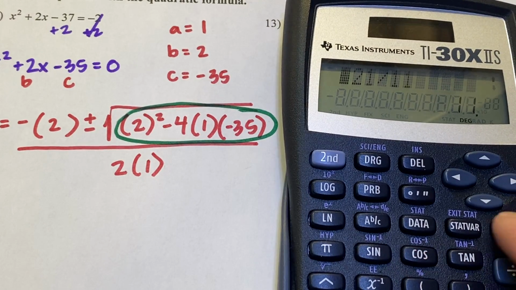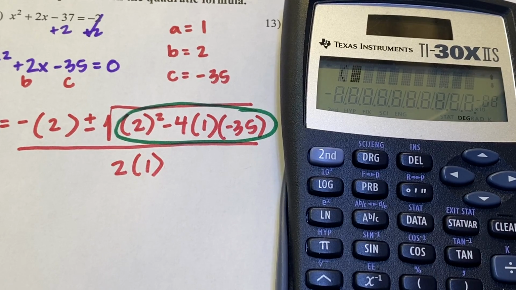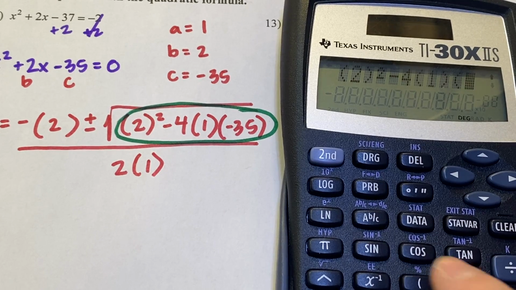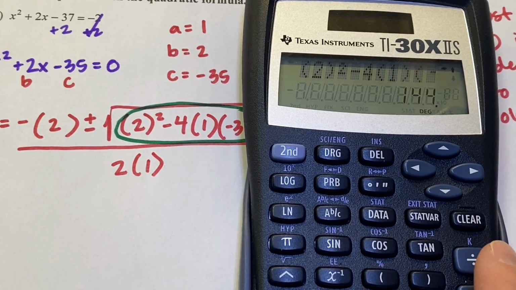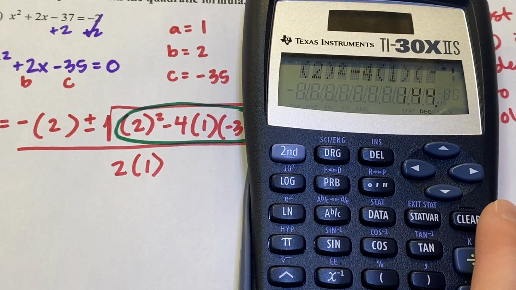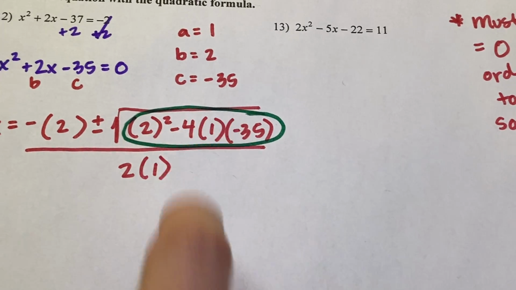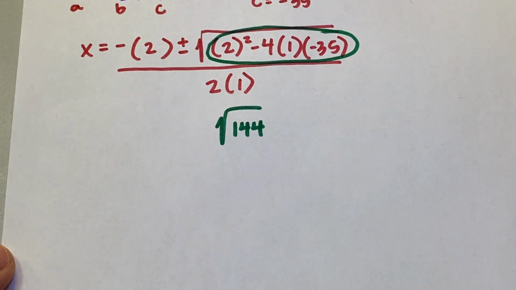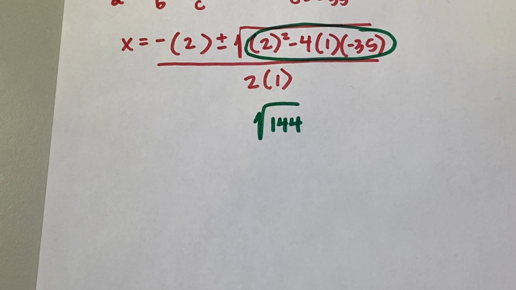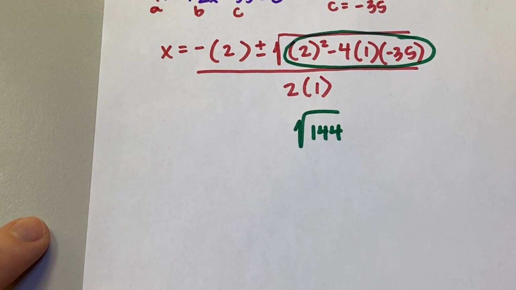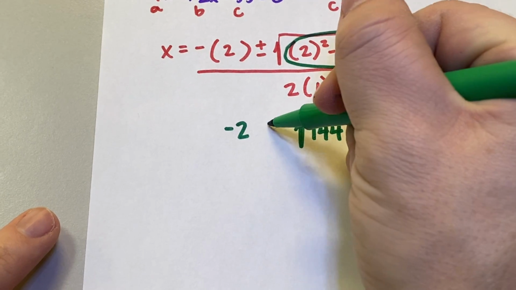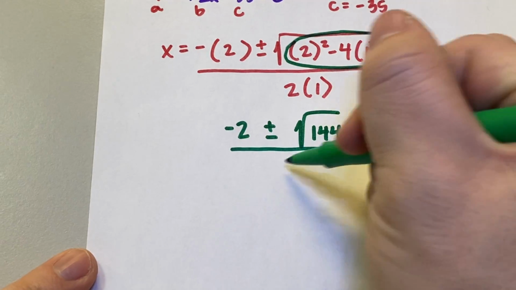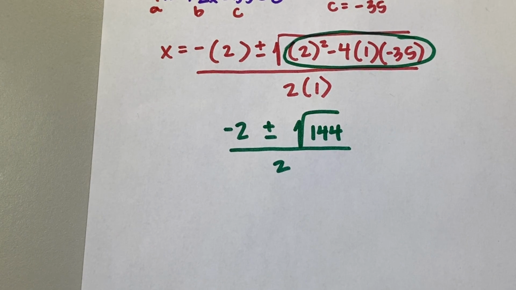So in my calculator, I'm going to do parentheses, 2 parentheses squared, minus 4, parentheses 1, parentheses, parentheses -35, parentheses. Ooh. Get a 144. So literally I just took this piece, punched him into my calculator. I got the square root of 144 now. It's still under that square root. So now my formula looks like -2 plus or minus the square root of 144 divided by 2. Right? 2 times 1 is just 2 on bottom.